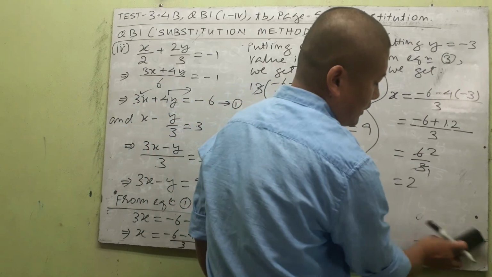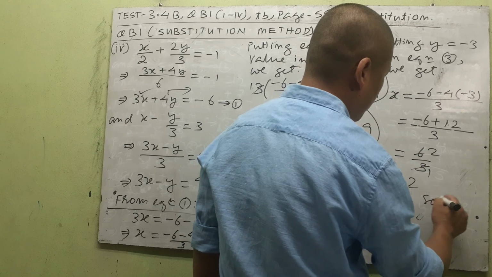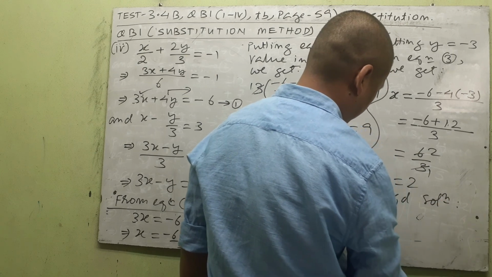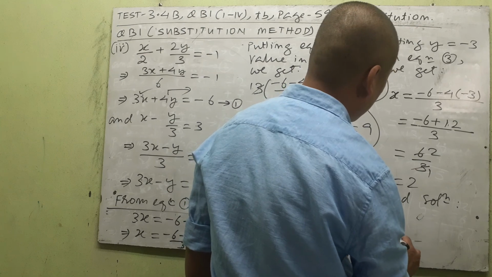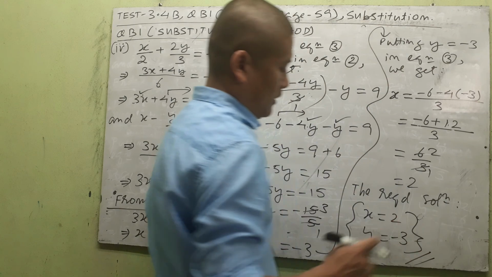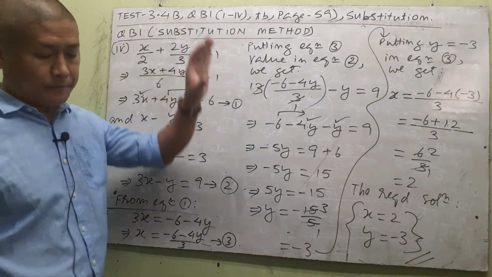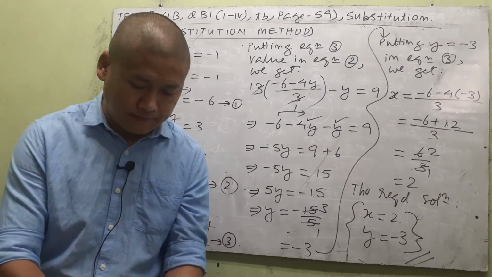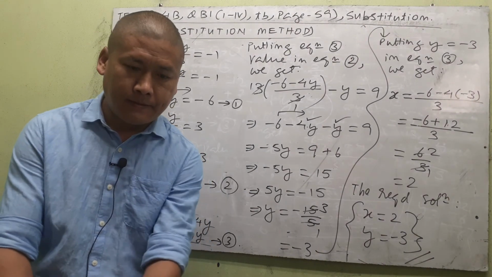So write these things on your graph, okay? Then the required solution: x is equal to 2 and y is equal to minus 3. So that completes the test portion for 3.4B, okay? See the answer once before we x equal to 2, y is equal to minus 3. Yes, that's correct.